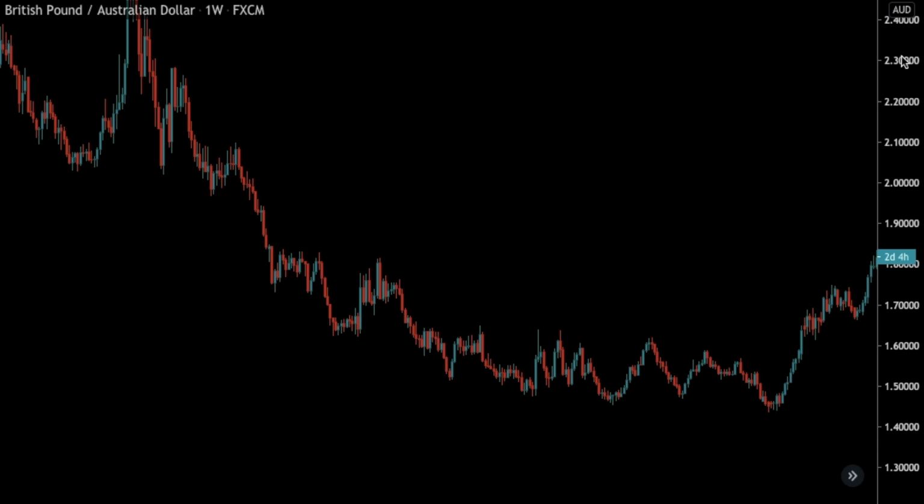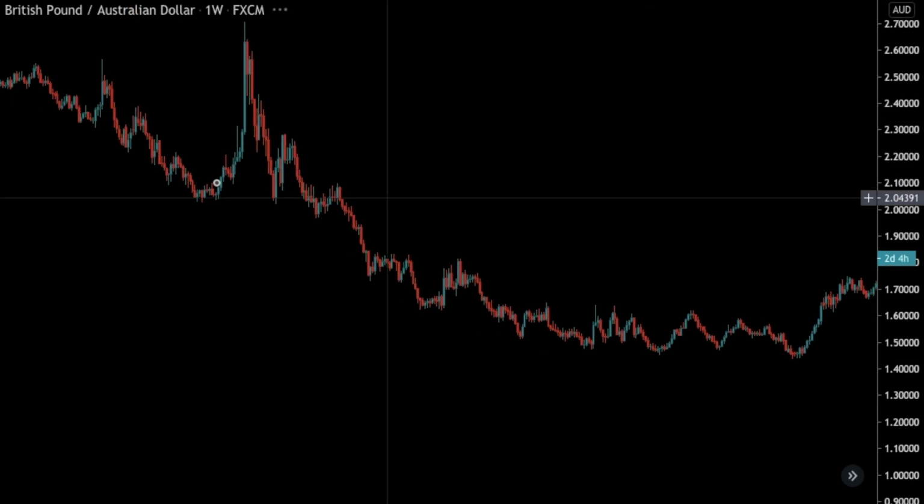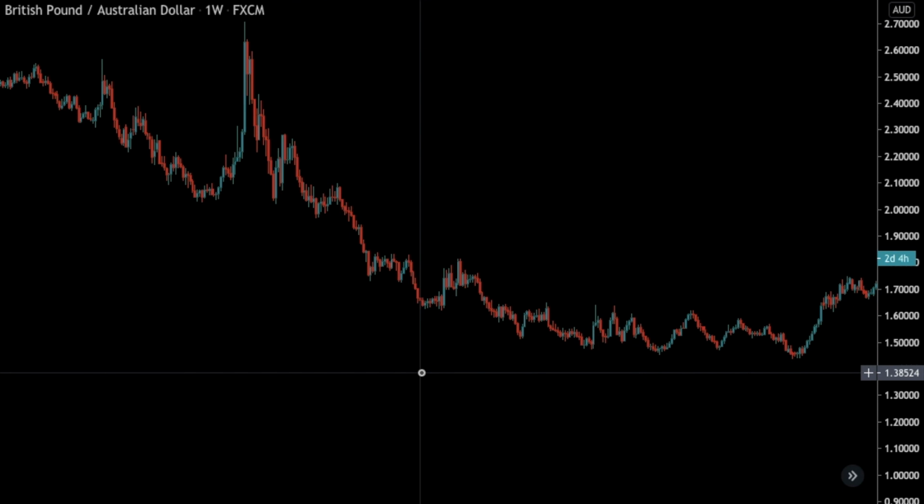So this is pound, Aussie dollar, British pound, Australian dollar. This is the weekly chart, and as you can see, I'm zoomed out pretty far. This is 2009. So here's 2008 to roughly 2014. So 6 years is what we're looking at right here in this picture. And I'm just gonna scroll around and look at what price does and explain what I see in the most basic form of price action.